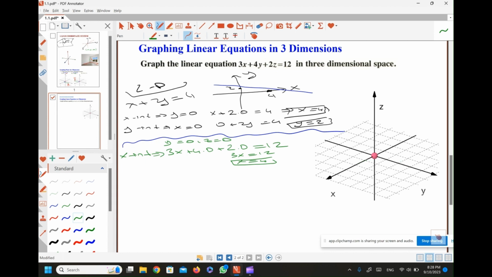On the x, be careful. This is the x. 1, 2, 3, 4, you are here. Plot your point on the x-axis. Now, do the same for y. So, what is the y-intercept?